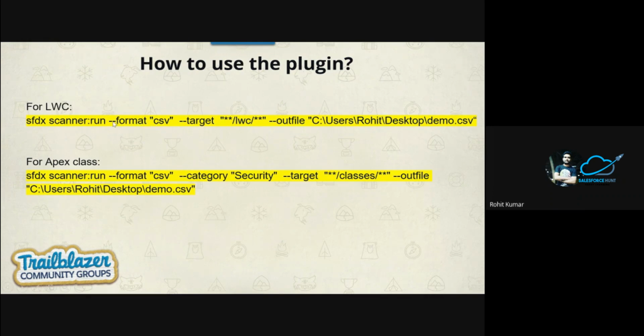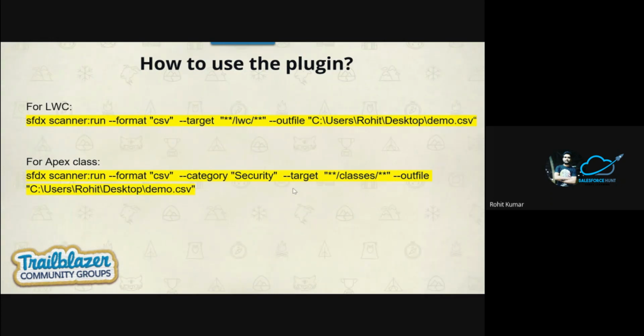Right now here you can see hyphen hyphen format CSV. So this output will be saved into the CSV file for LWC, and if you execute this command with the classes, it's shown under this CSV file for Apex classes. Okay, so we have this kind of thing.